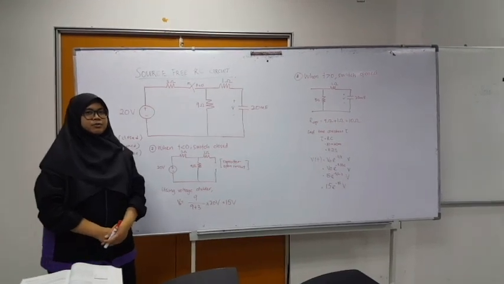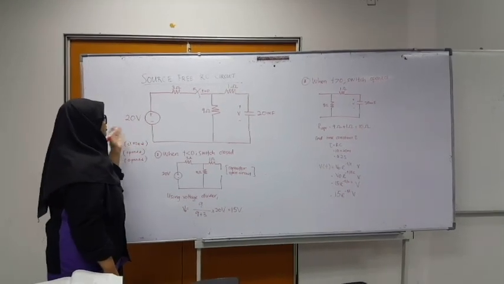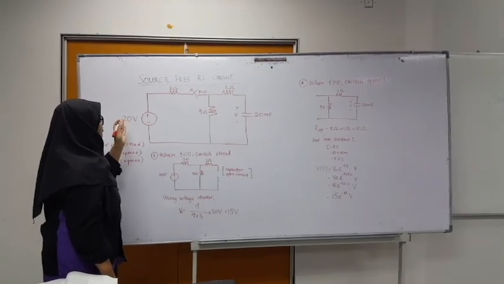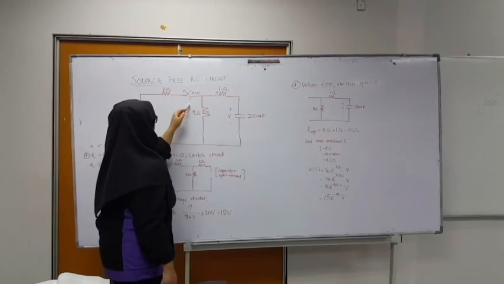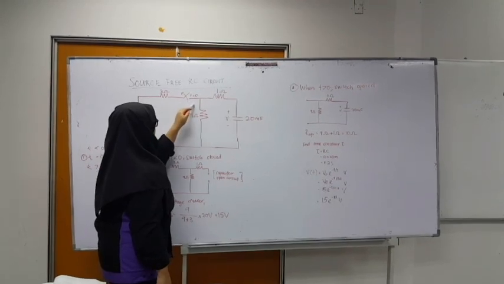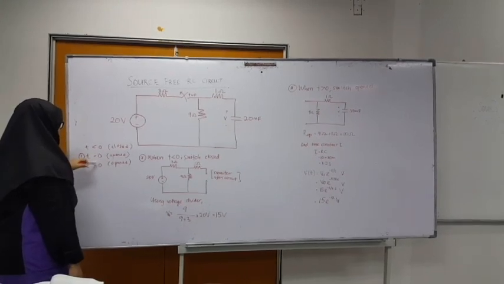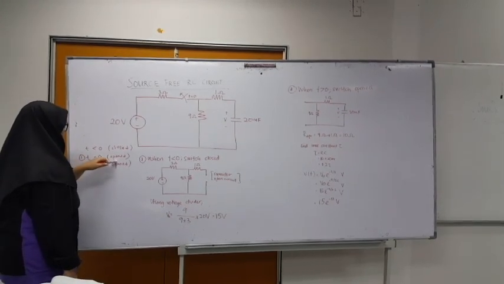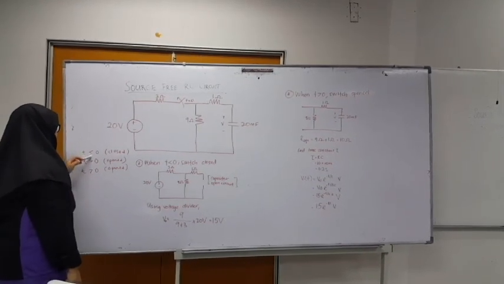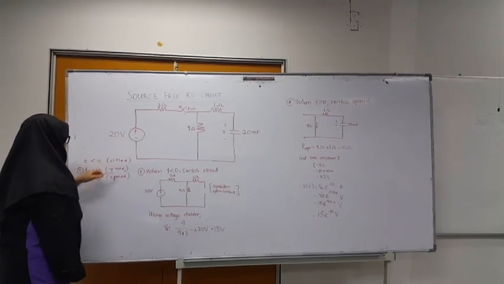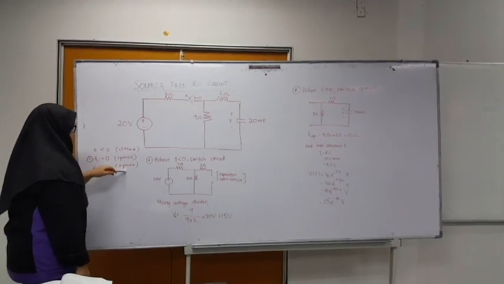My name is Martin and I'm going to explain about the source-free RC circuit. So this is the question, and what we have to look at in this question is the switch. The clue is the switch here. When the switch is open at t equal to 0, for t less than 0 the condition will be closed, and when t is bigger than 0, it will be open.